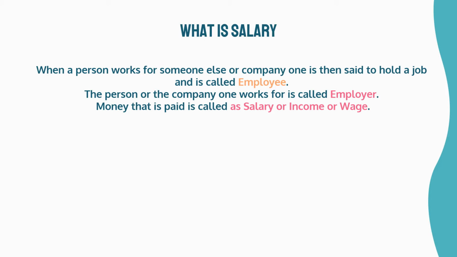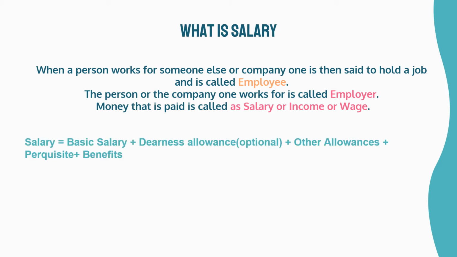Salary equals basic salary plus dearness allowance (optional) plus other allowances plus perquisites plus benefits. Dearness allowance is received by government employees.